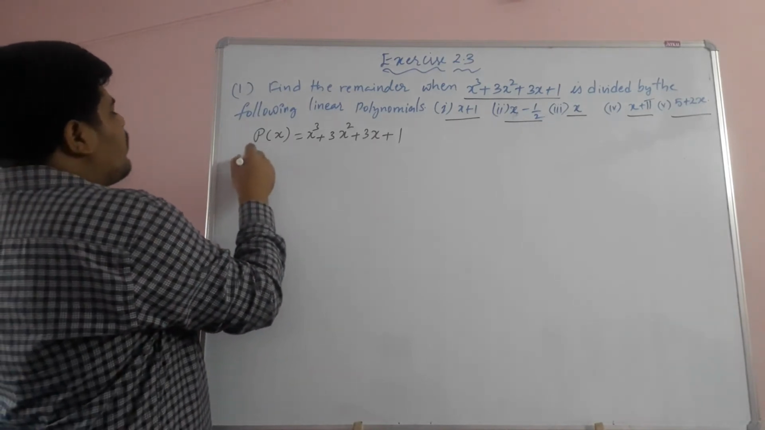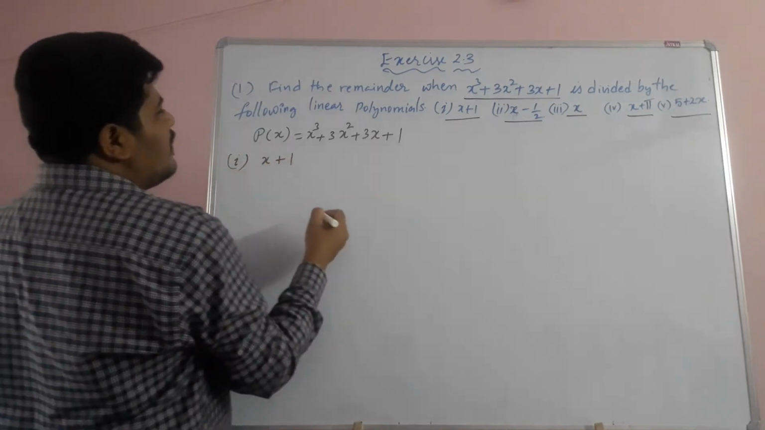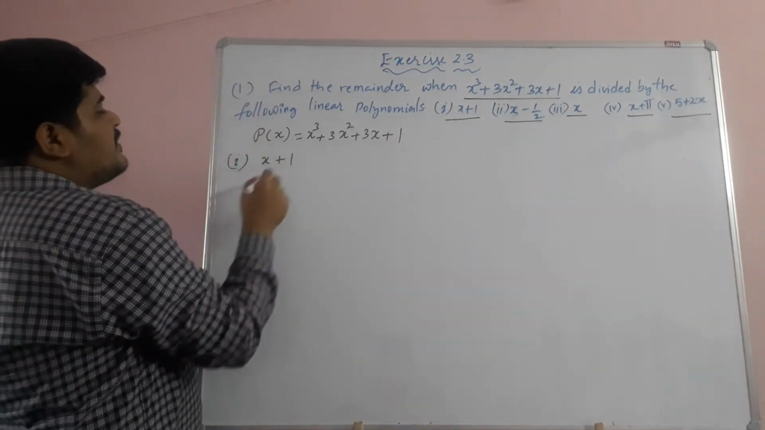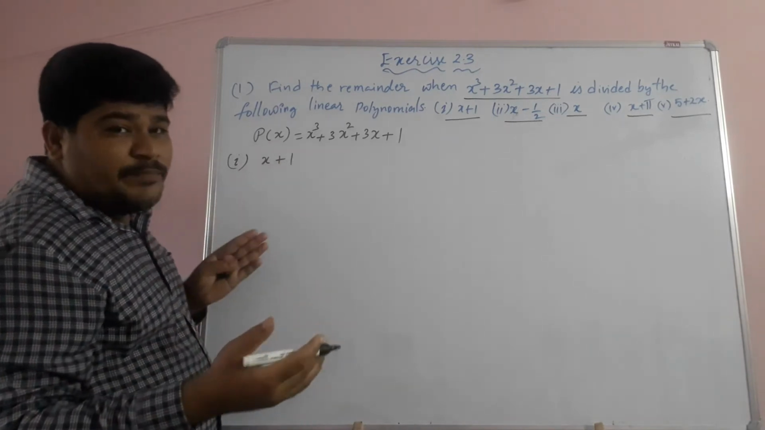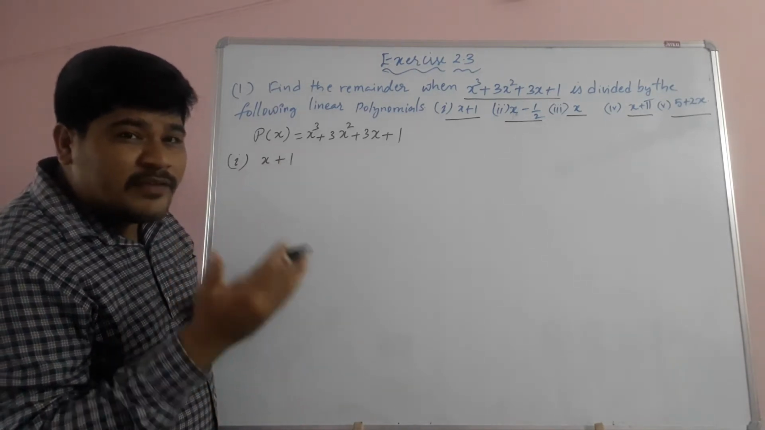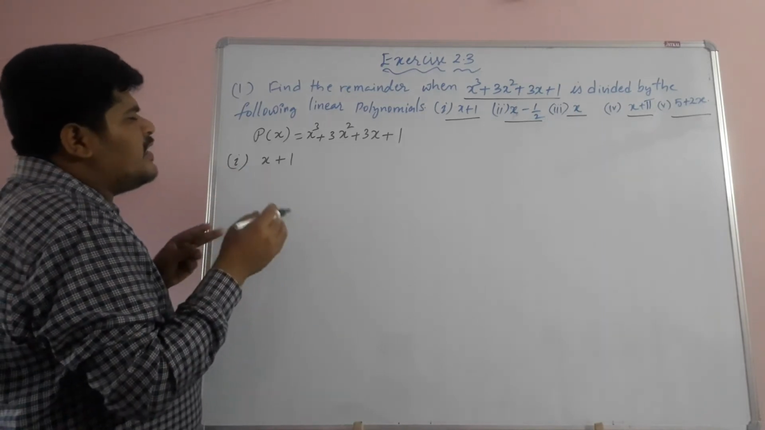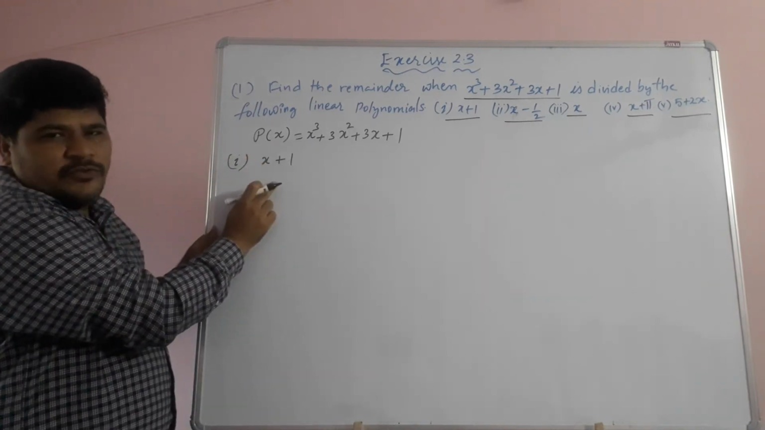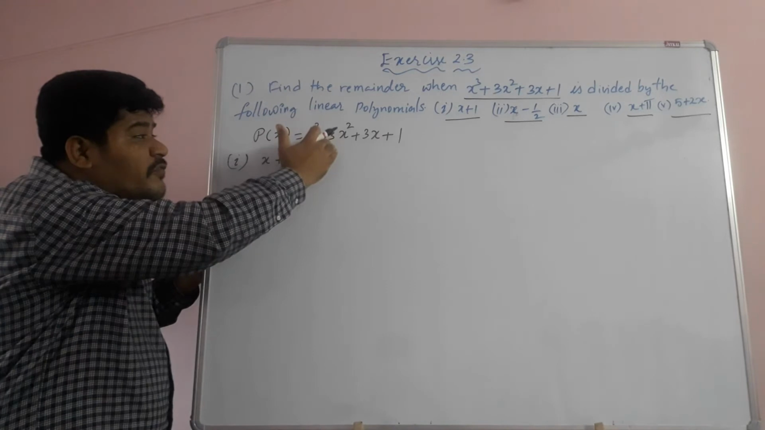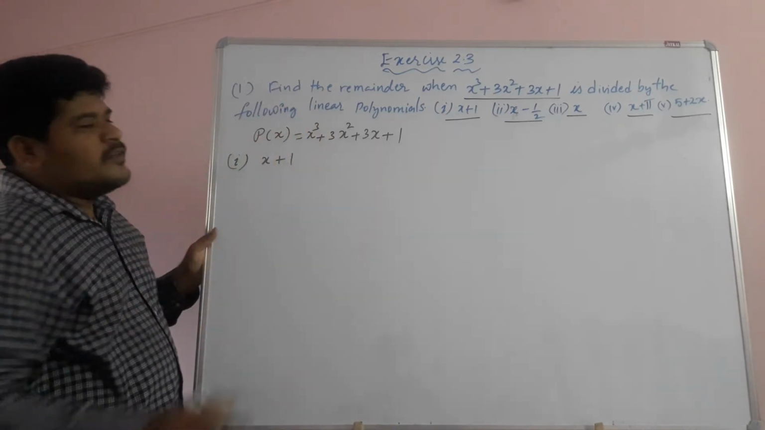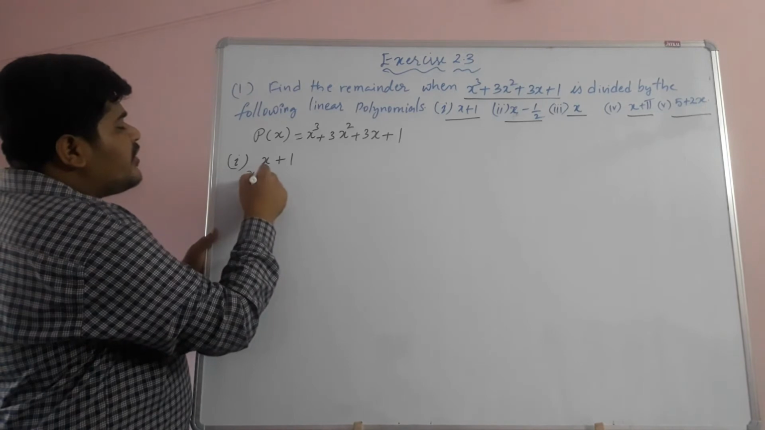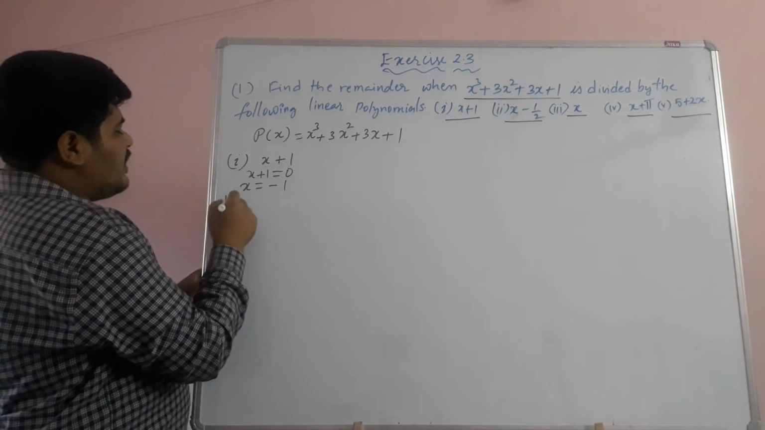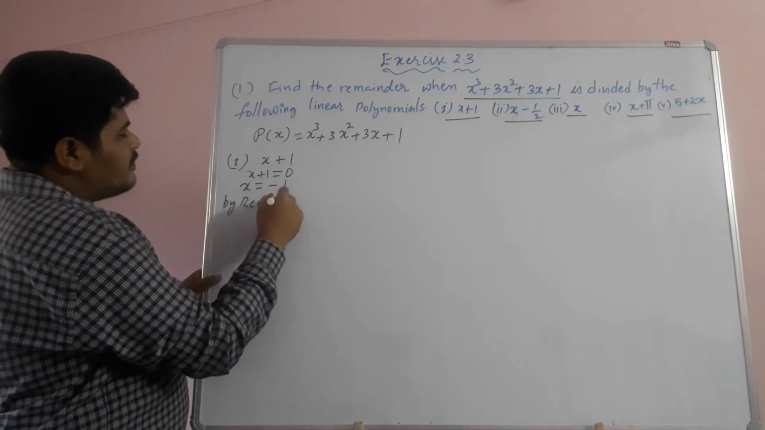Now first, we need to find the remainder when it is divided by the linear polynomial x plus 1. So we are dividing with x plus 1. What is the remainder theorem? If p of x is divided by x minus a, then the remainder is p of a. So children, whatever linear polynomial they give, here we have to equate it to 0 and find the x value. That value you have to replace in the place of x in the given polynomial. So x plus 1 is here, so just equate it to 0. So what is the x value? Negative 1. So you can write now here, by the remainder theorem.